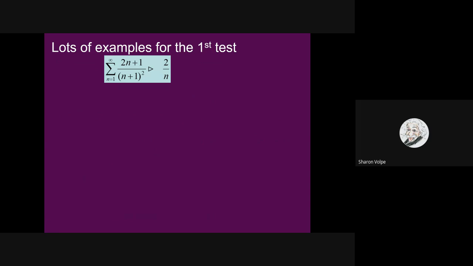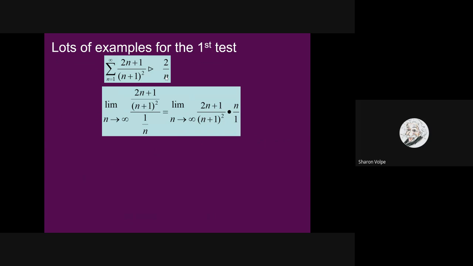For this, I just compared it with 2 over n. You could have used 1 over n. It doesn't matter. I did change it to 1 over n. And when I do this limit, I get 2. And when you're comparing to a divergent series, anything but 0 is good. So the unknown also diverges. Now, in my head, I'm thinking this is just 2n over n squared, which is 2 over n, which is just the harmonic series. But you got to show a little bit of work if they ask for it.